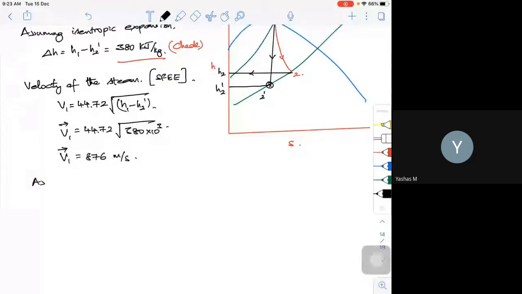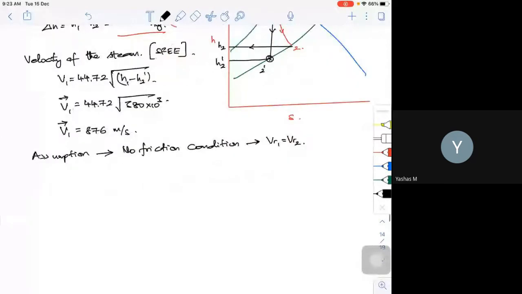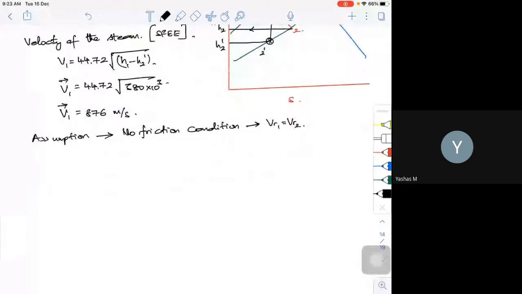So what is the assumption I'm going to make? For no friction condition, your VR1 is equal to VR2. That's an assumption I'm making. Or if you are assuming the value of K to be 0.9, then VR2 will be 0.9 times VR1. Now, let us try to draw the combined velocity triangle. Let's draw it, then we'll solve one by one.